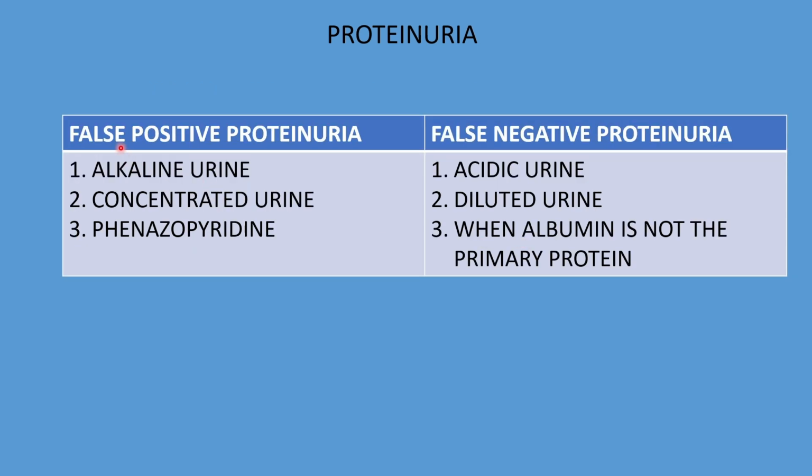Now, in case there is false positive proteinuria, meaning it is actually not present but is detected in urine microscopy, then alkaline urine usually causes the protein to clump together and present as proteinuria. Concentrated urine also causes protein to clump together and present as a false positive proteinuria. And a drug called phenazopyridine, a genitourinary tract analgesic, also causes false positive proteinuria.